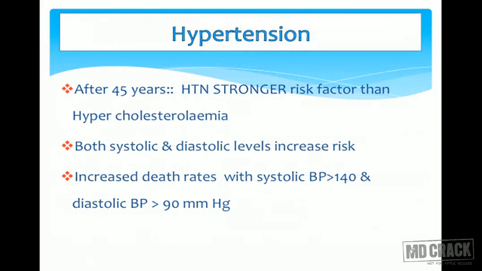Hypertension is a very strong risk factor, stronger even than hypercholesterolemia, after the age of 45 years. Which parameter is more important, systolic or diastolic? Both. Both systolic and diastolic blood pressure are important. They increase the risk. Increased death rate has been described with systolic blood pressure more than 140 and diastolic pressure more than 90 mm of mercury.